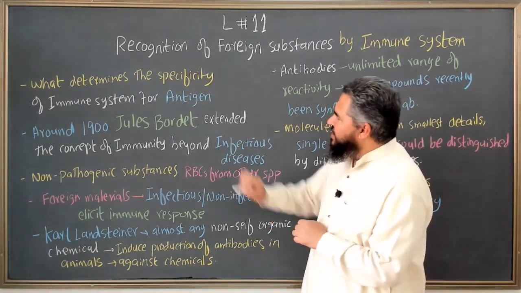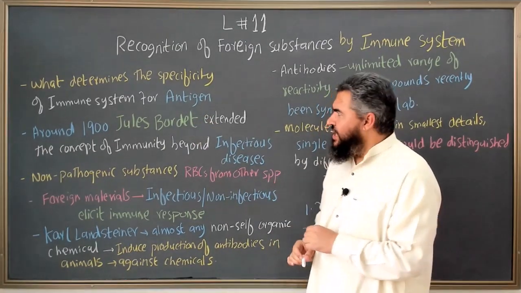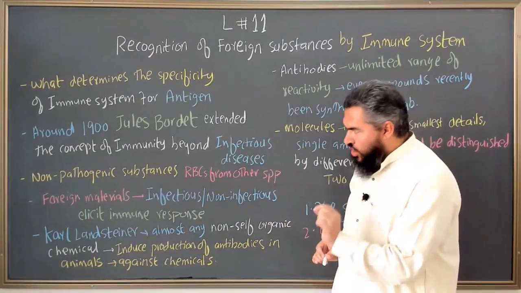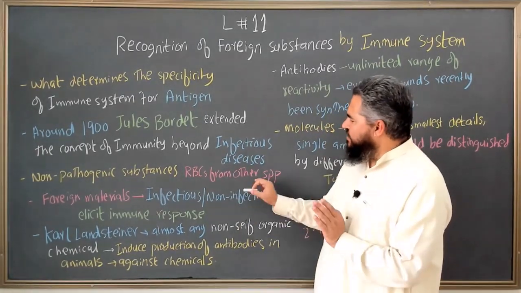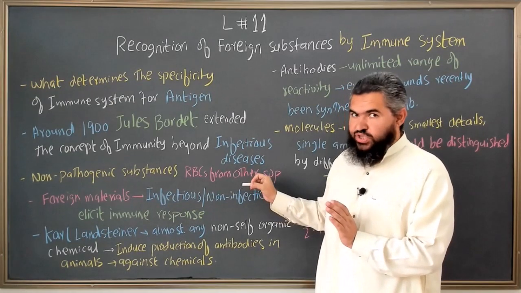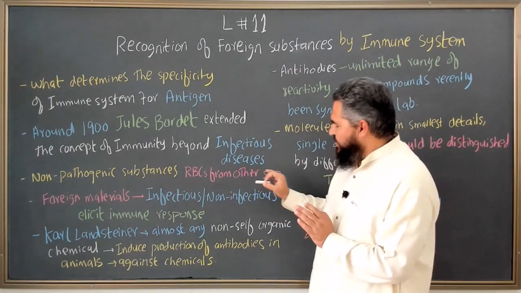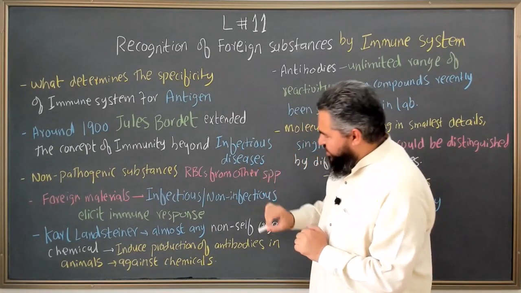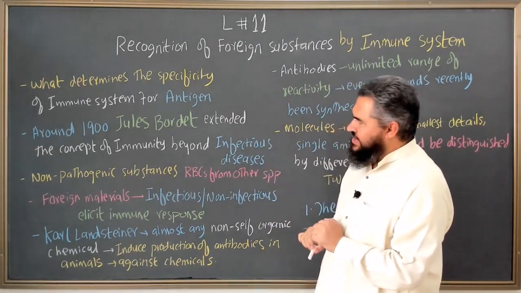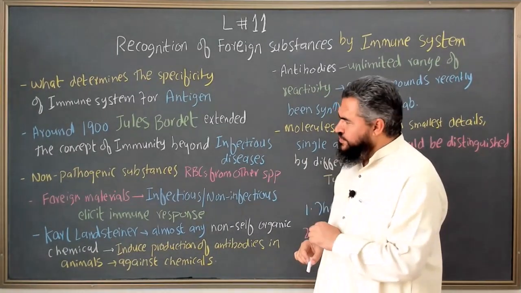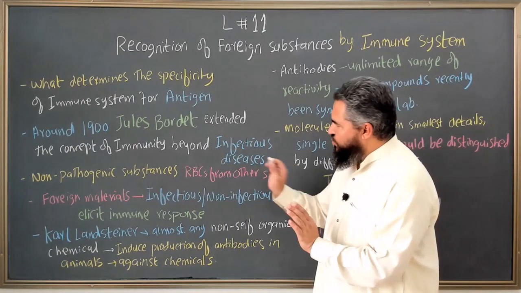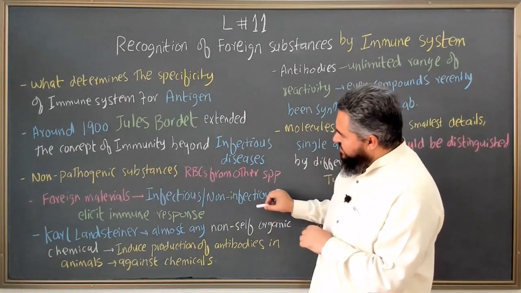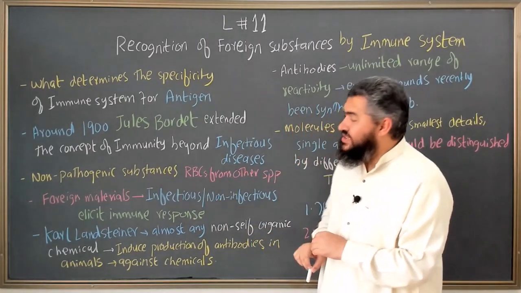But around 1900, Jules Bordet at the Pasteur Institute extended the concept of immunity beyond the infectious diseases. He said that non-pathogenic substances like the red blood cells from other species can also activate the immune system. What that means is that the non-pathogenic substances like the RBCs, just like the infectious diseases, can activate the immune system. The study of Jules Bordet and others led them to believe that foreign materials, whether they are infectious or non-infectious, have the ability to elicit the immune response.